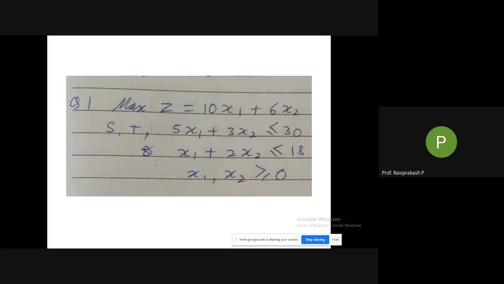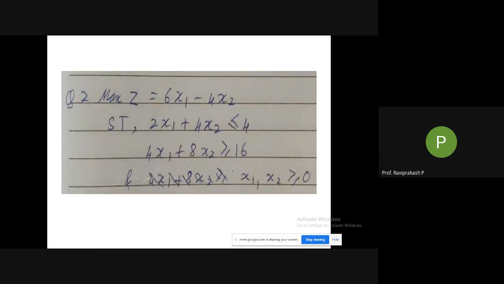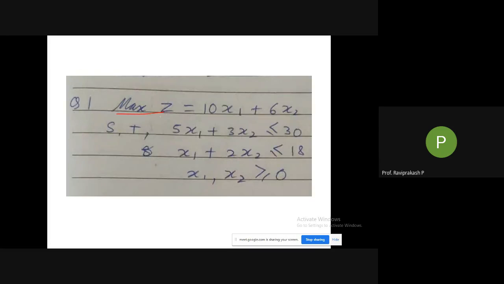If you can do it entirely, well and good. Entire in the sense it's not a formulation also. So you need to draw a graph and find. In this case, it is maximization, max z. In the next one, it is maximization only. So take down this. All of you take down this. Try, and the student who will be presenting, drop me a message. These are very easy ones. There are two constraints only.